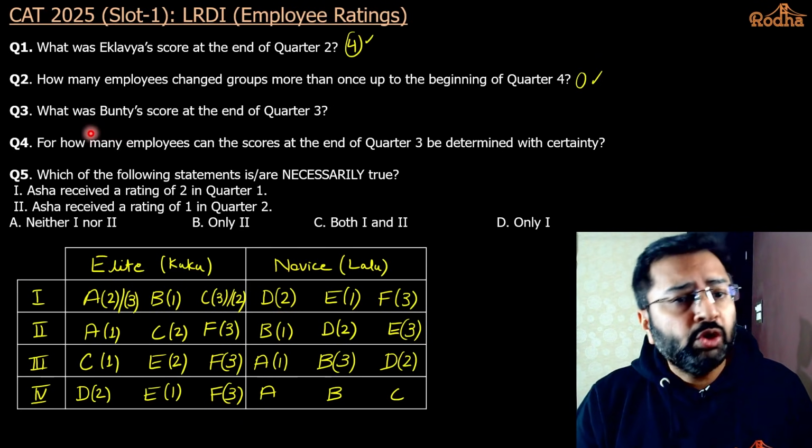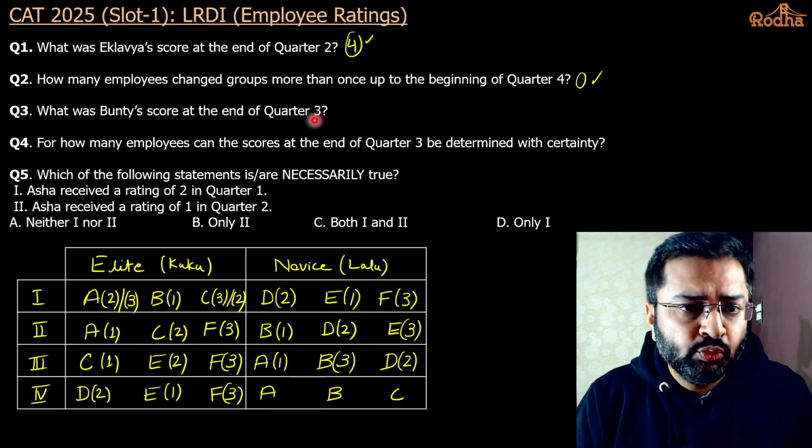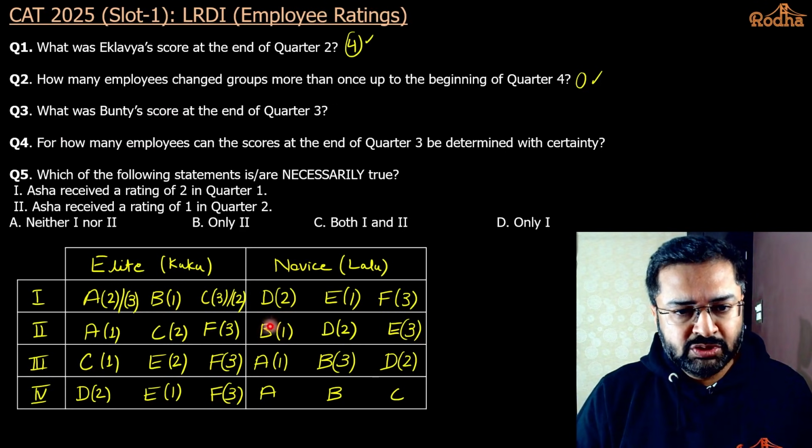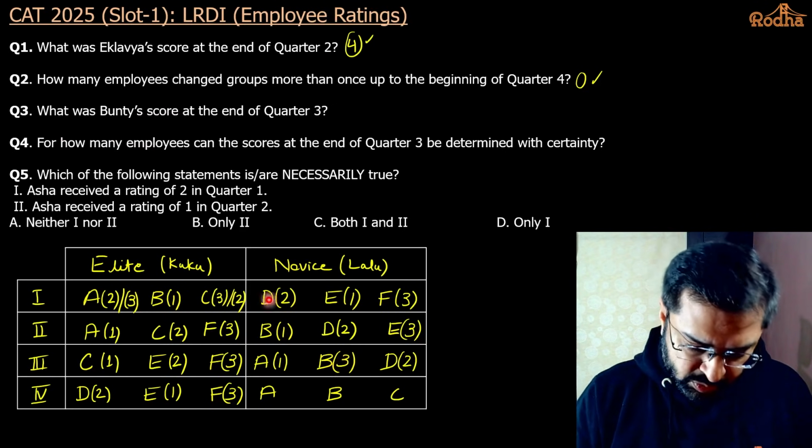And what was Bunty's score, B's score at the end of quarter 3? At the end of quarter 3 here. So this is 1, this is 1, 1 plus 1, 2, plus 3, 5. So this becomes 5.